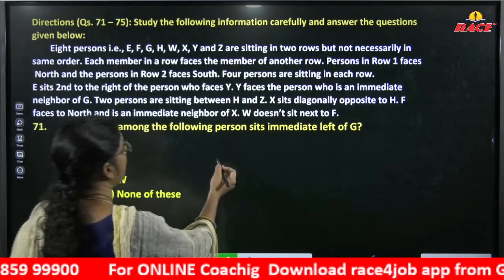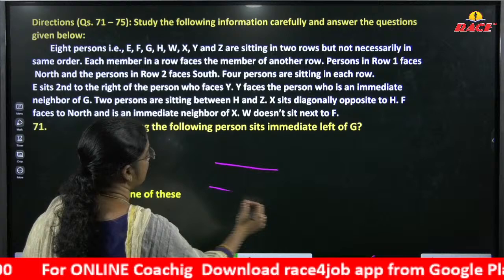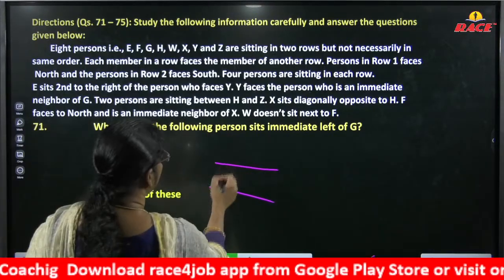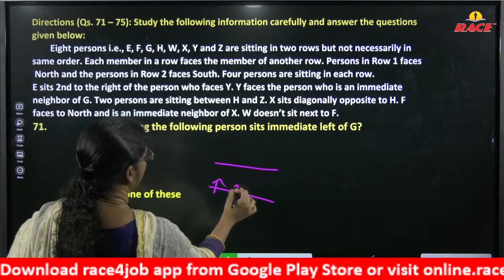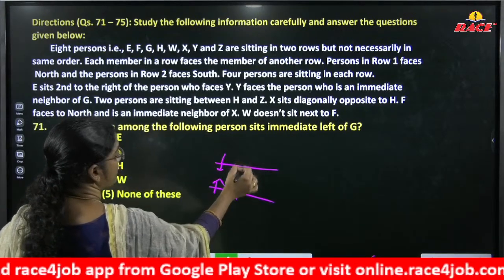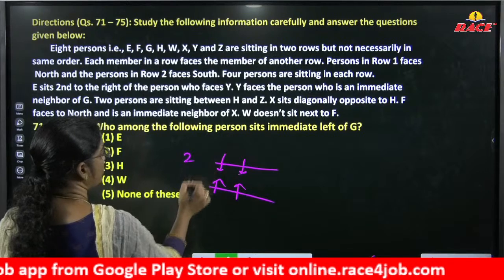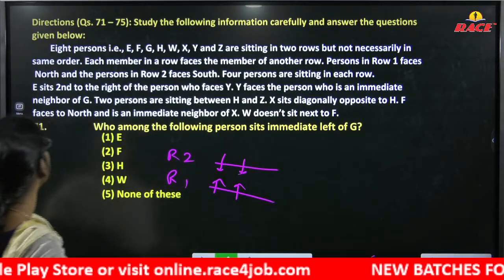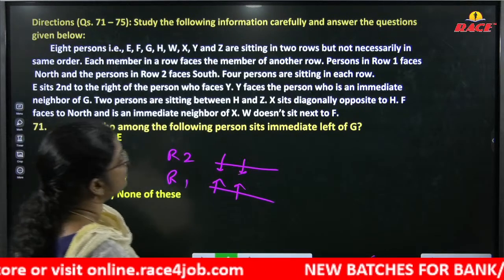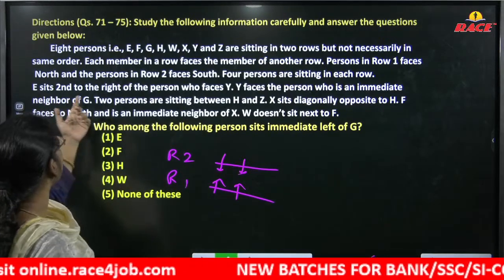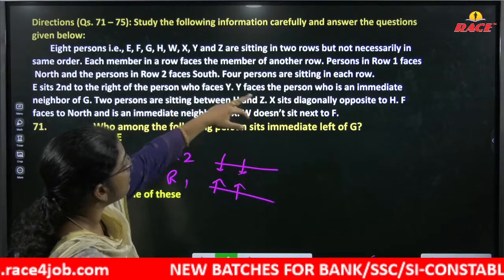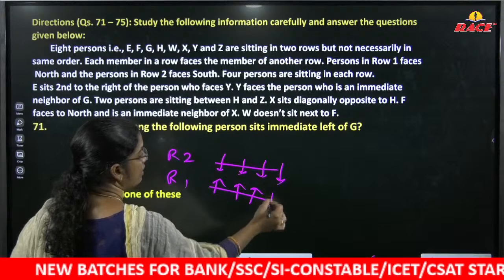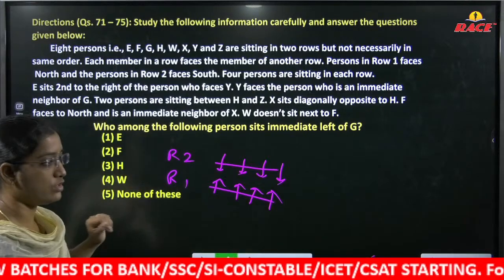So we are having two rows, and row 1 persons are facing north. That means this is the north row. And row 2 persons are facing south. So this is row 2 and this is row 1, R1, R2. Then here we are having some more information, that is E sits second to the right of. 4 persons are sitting in each row. We have to take 4 persons in each row.